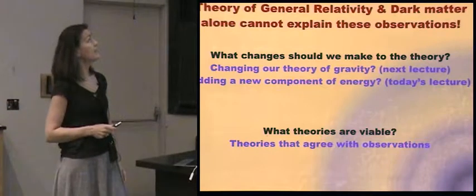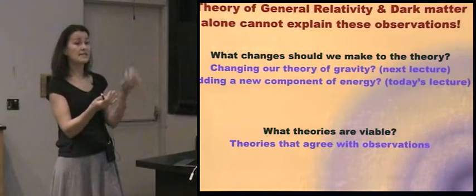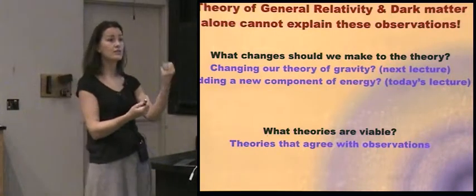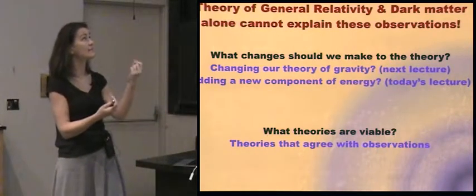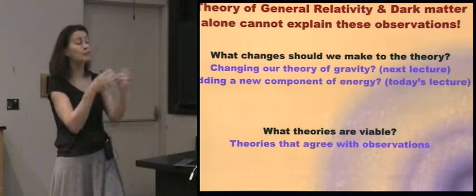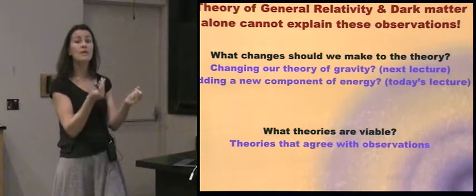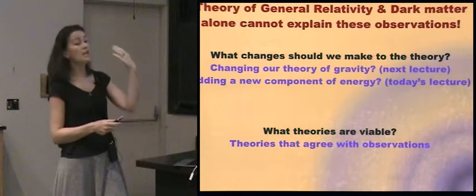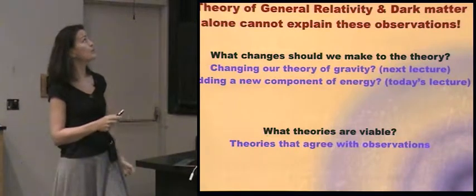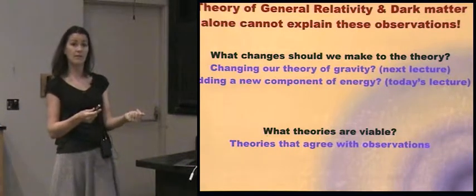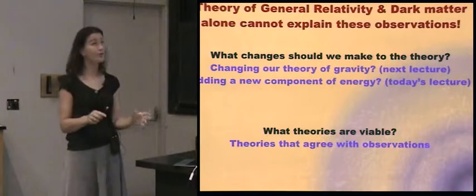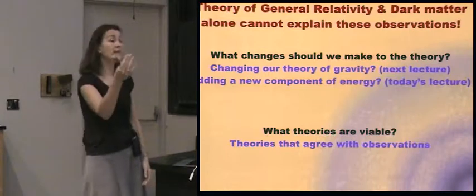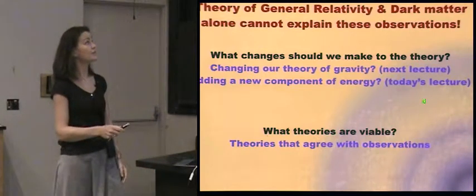So there's two things that we can think about doing because Einstein's equation has a left and a right side. The left side talks about the gravity of the universe, the curvature of space-time and how it expands. And the right-hand side has a component of the universe, all the stuff in the universe. We can think about changing either the left-hand side or the right-hand side. So if we were to change the left-hand side of Einstein's equation, people will refer to this as changing our theory of gravity. Okay, and I will talk about that in the next lecture. But today I want to talk about adding this new component of energy to the right-hand side of Einstein's equation. So that will be today's lecture.